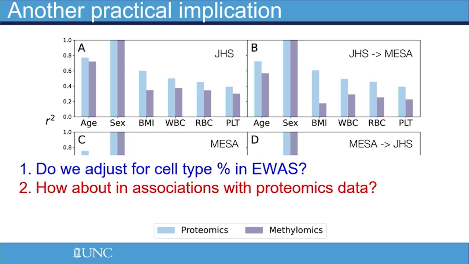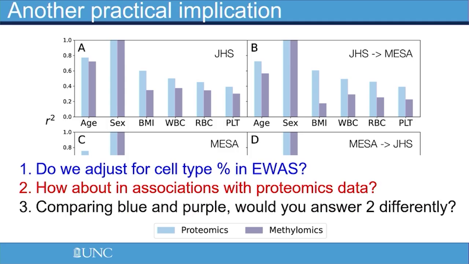And now let me ask you another question. Will you do associations with proteomics data? Do you do that? No, right? But now if you're comparing the blue and purple, you see the blue are consistently higher, which means they are actually more associated with the blood cell proportions than methylation data.